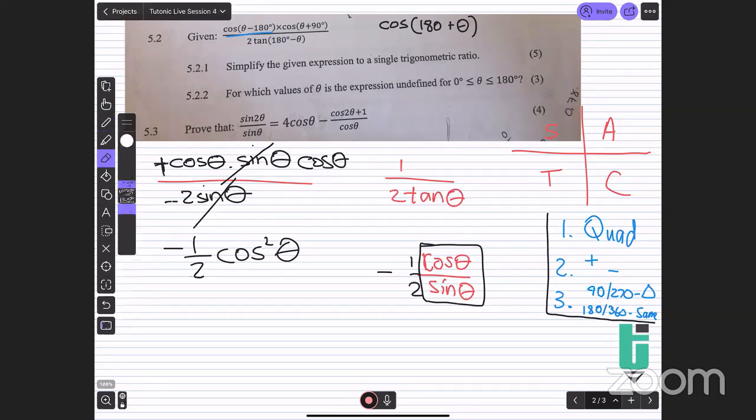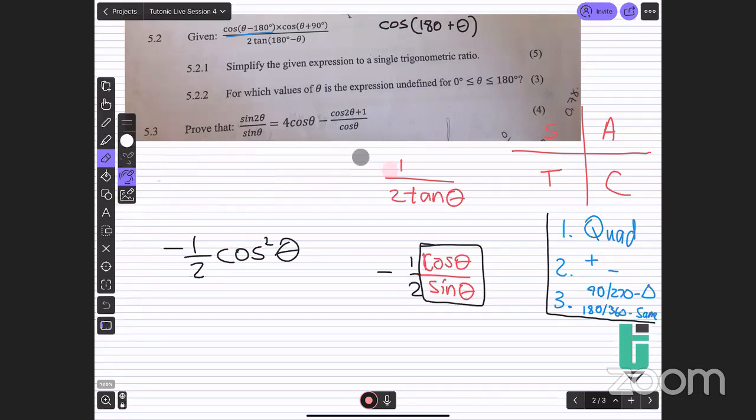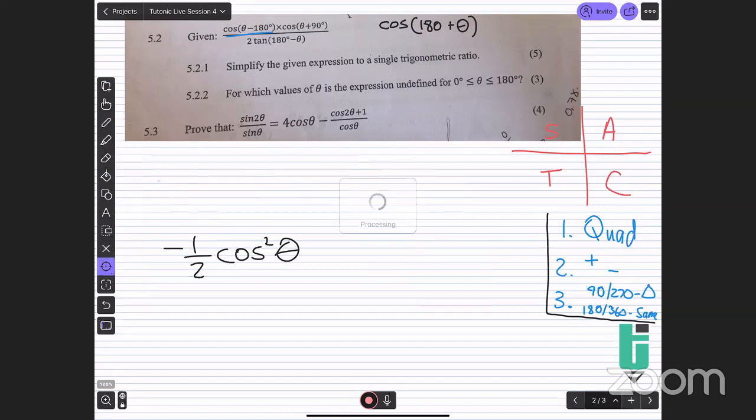Then number 5.2.2 says, for which values of theta is it undefined? Okay. So what can make an expression undefined? Dividing by 0. If the denominator is 0. Does this have a denominator? Yeah. What's the denominator? 2 tan of 180 minus theta. So it's negative tan theta. So that's the simplified version.